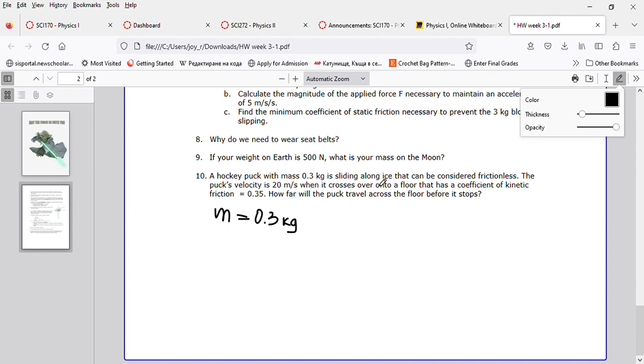It says it's sliding along ice that can be considered frictionless. This here means you do not have a force of friction. So you do not have to consider the force of friction.